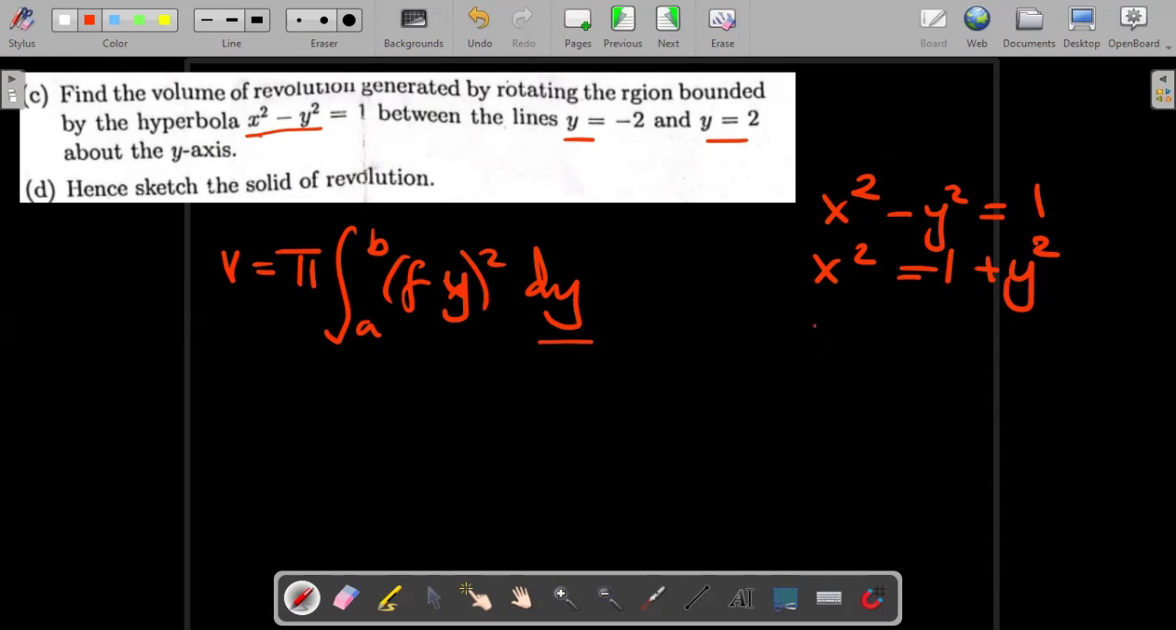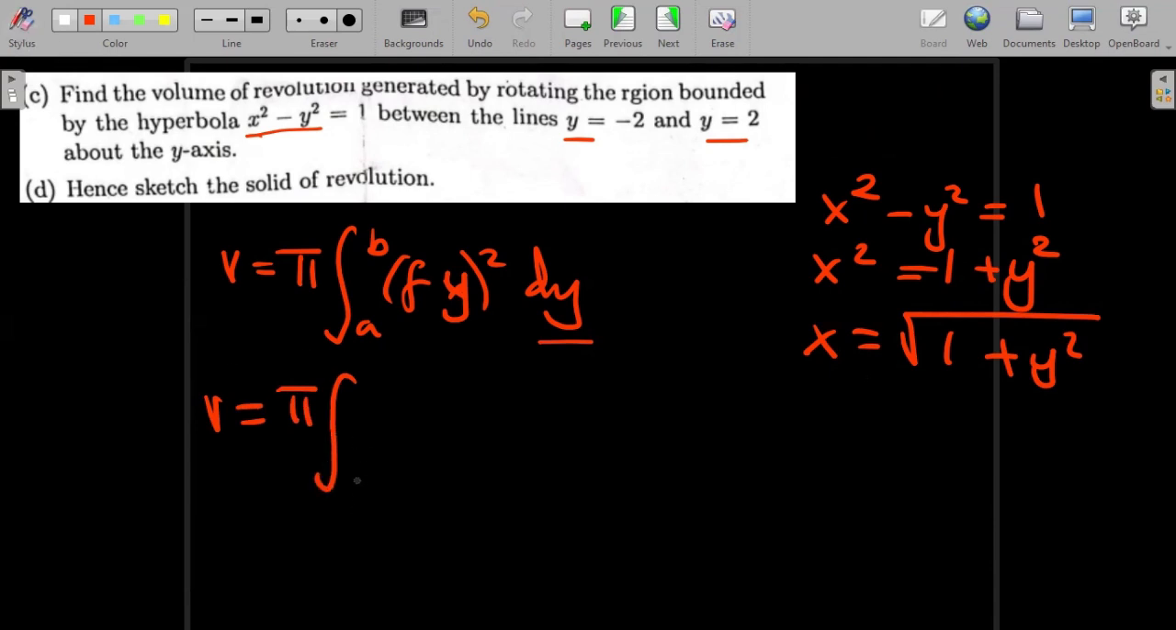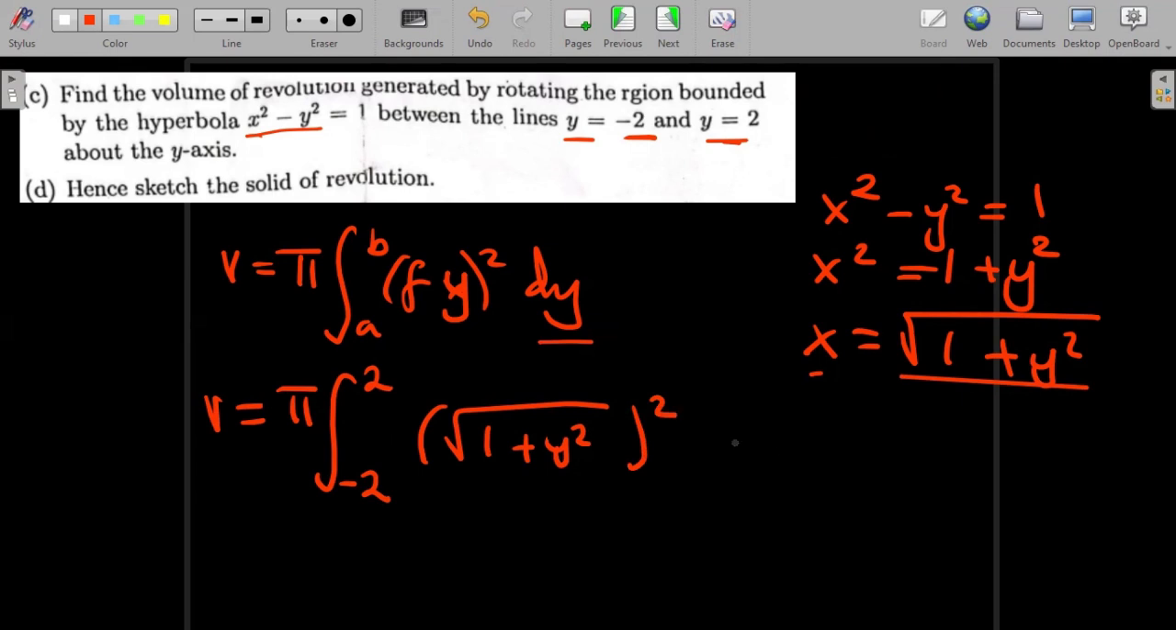So if you write it in terms of x, that would be x equals the root of 1 plus y squared. Then we replace here: we have pi, then the integral from negative 2 to 2, then replacing this, we have the root of 1 plus y squared, then we square this, then dy. So volume is going to be pi, negative 2 to 2. When you square this, the square root goes, and I just have 1 plus y squared dy.